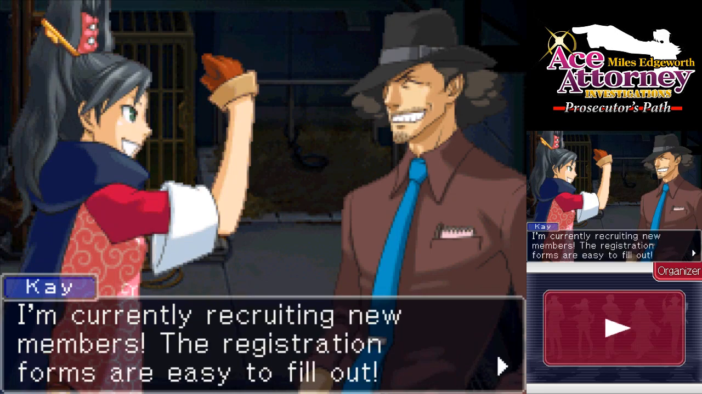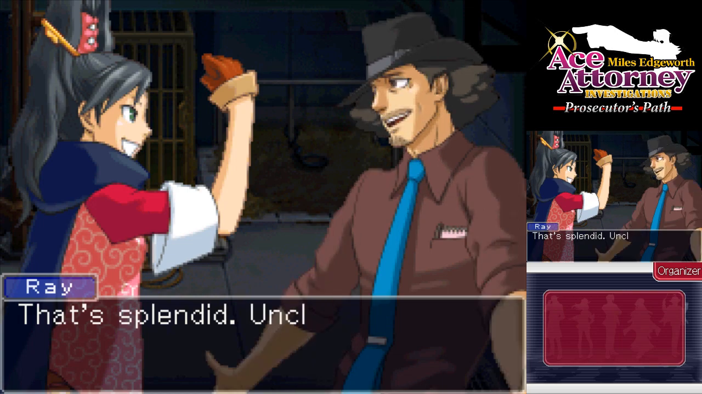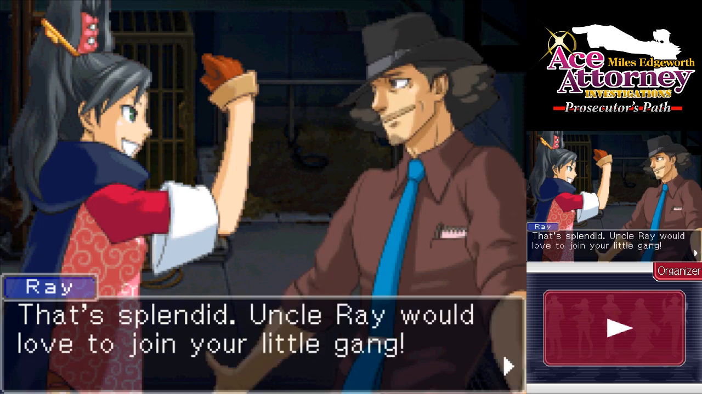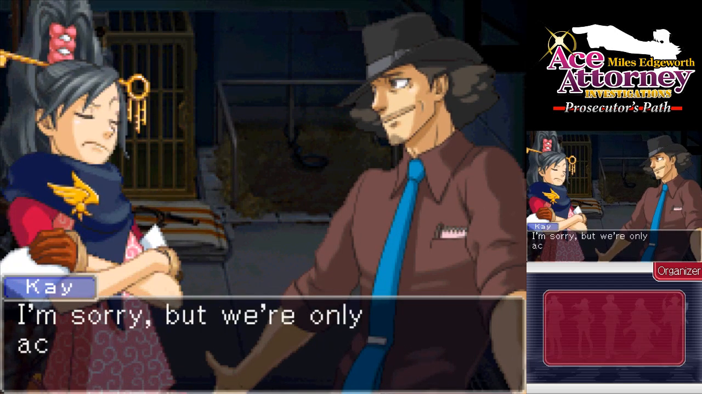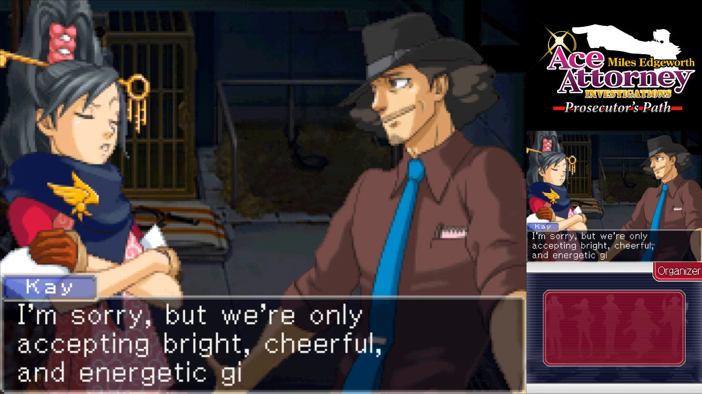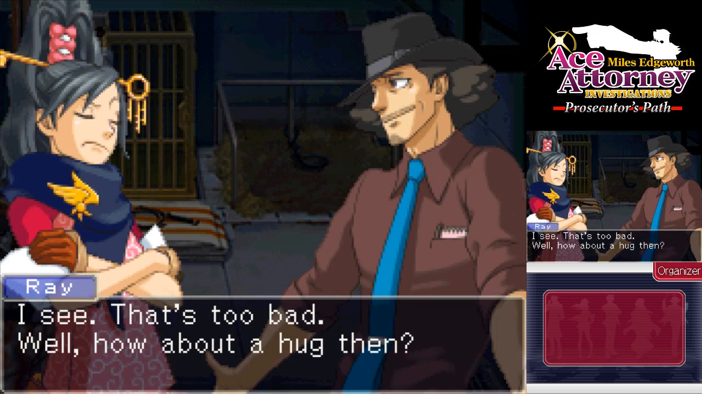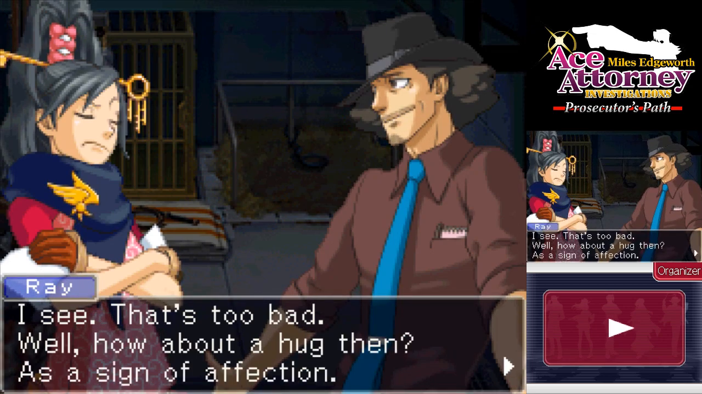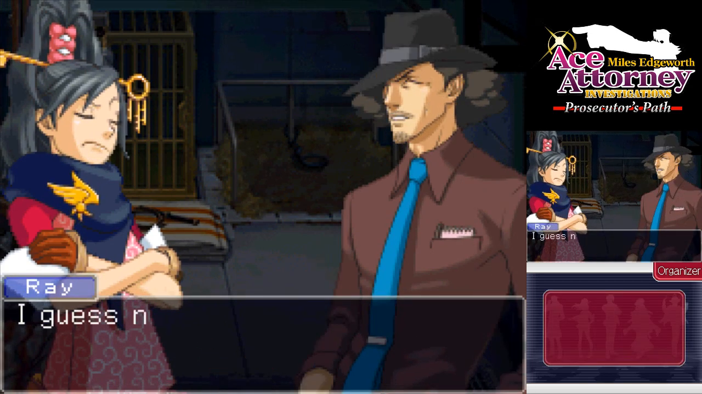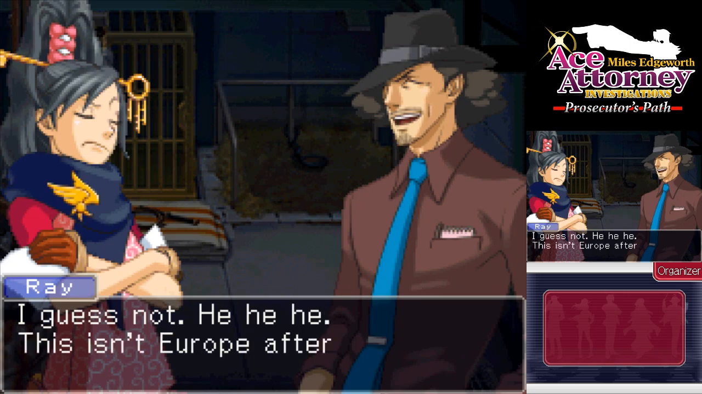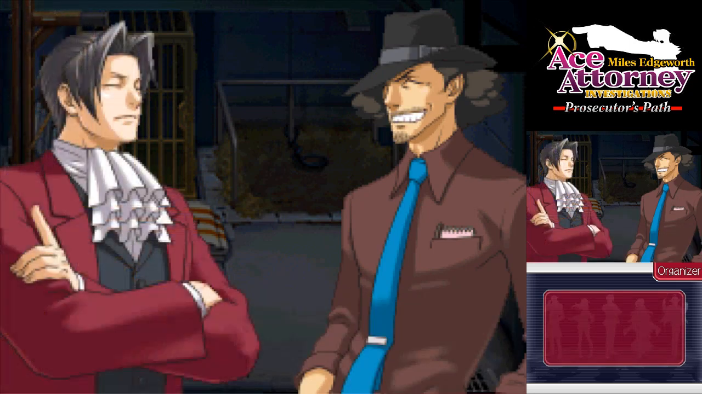The registration forms are easy to fill out. That's splendid. Uncle Ray would love to join your little gang. I'm sorry, but we're only accepting bright, cheerful, and energetic girls. I see. That's too bad. Well, how about a hug then, as a sign of affection? No. I guess not. This isn't Europe, after all.